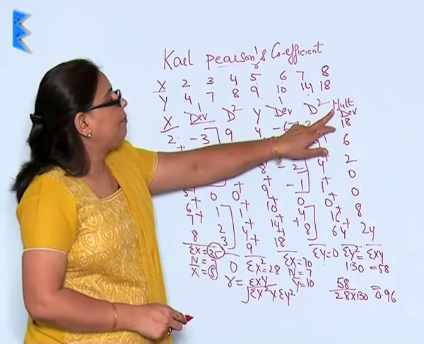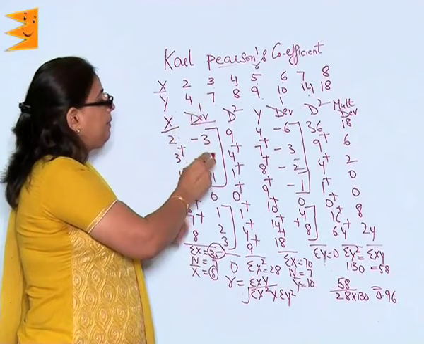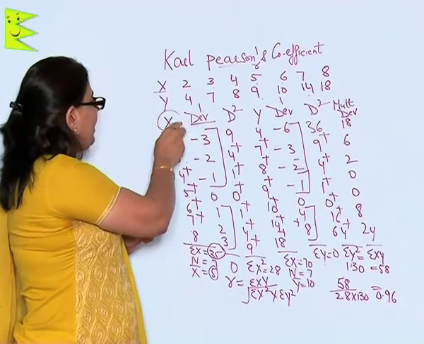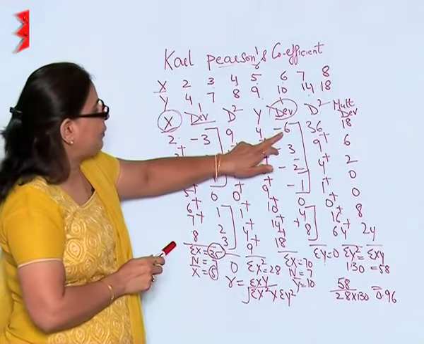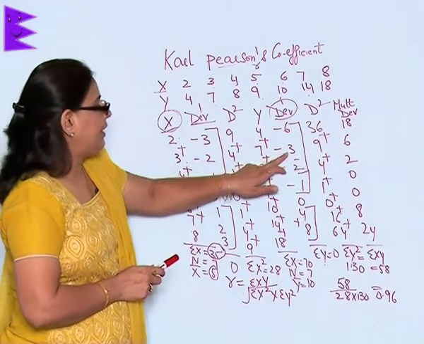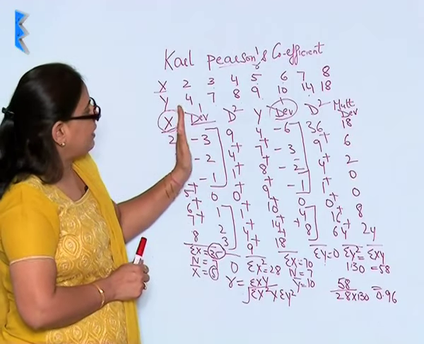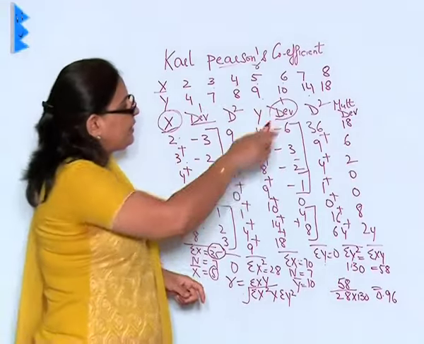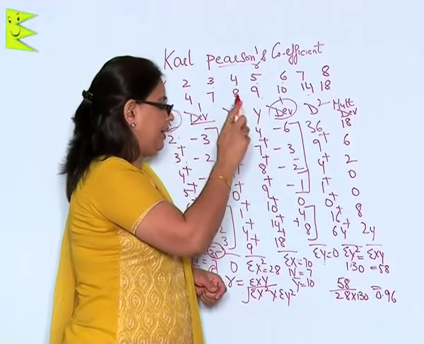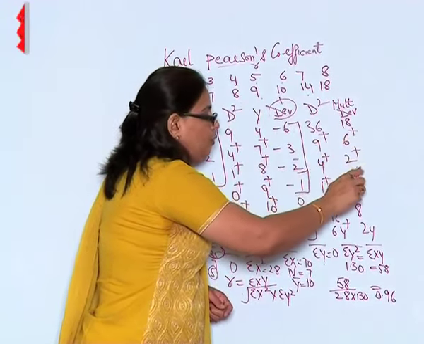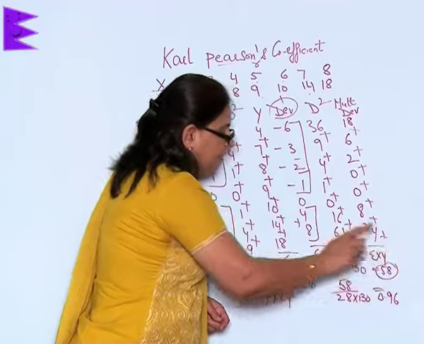Now I draw the multiple deviation. The multiple deviation is when I multiply both the deviations, that is the x deviation and the y deviation. So this is 3 into 6 is 18, 2 into 3 is 6 and likewise. I am going to multiply the x deviation with the y deviation. This gives me this figure. Now I have to find out the sigma xy, which will be 18 plus 6 plus 2 plus 0 plus 0 plus 8 plus 24, giving me sigma xy 58.